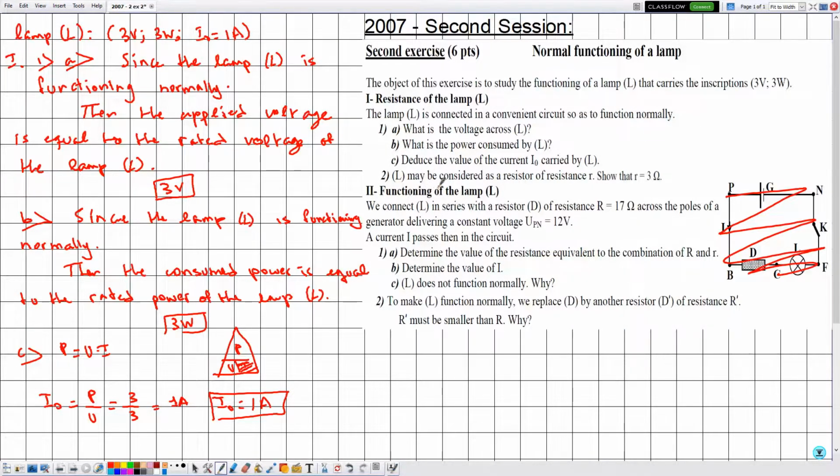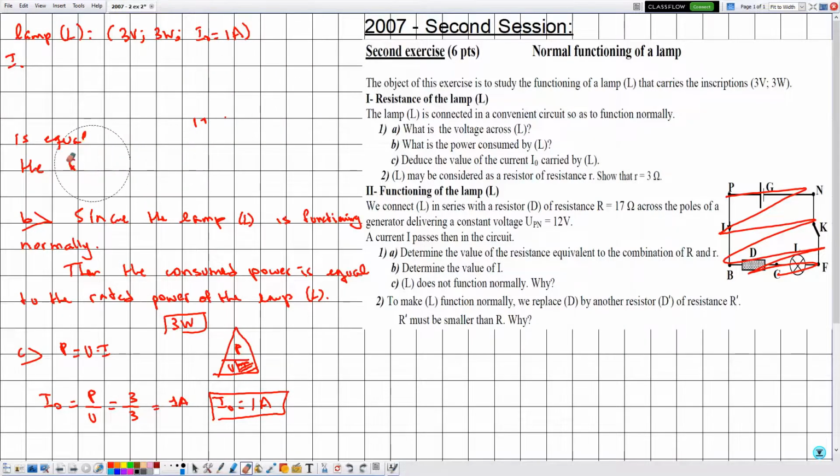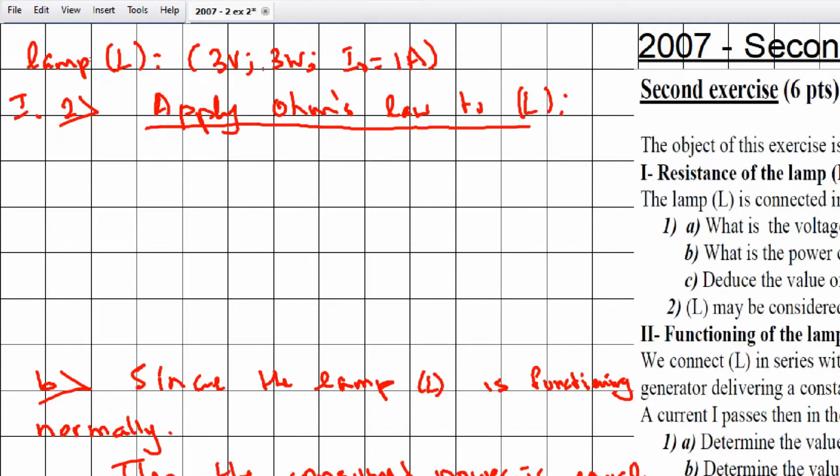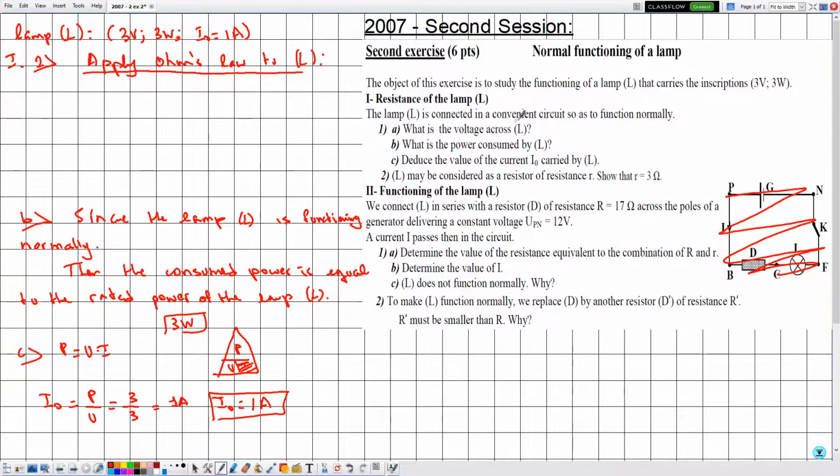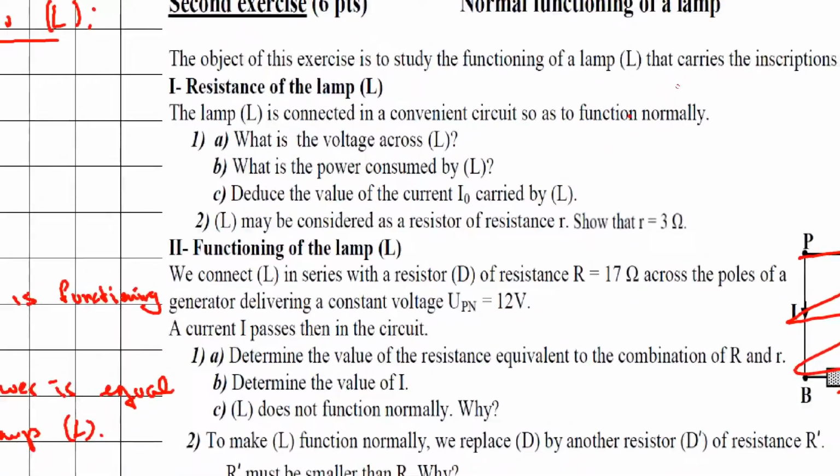Now in number 2, they are telling me L may be considered as a resistor of resistance r. Show that r is equal to 3 ohms. We know that the resistance can be calculated using Ohm's law. Then let's apply Ohm's law to the lamp L. Here we can use all of these indications because the lamp L is connected in a convenient circuit and it's functioning normally.